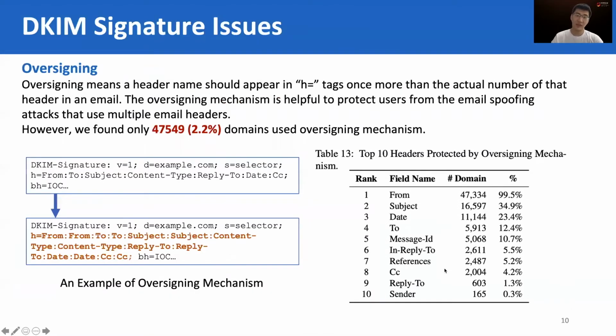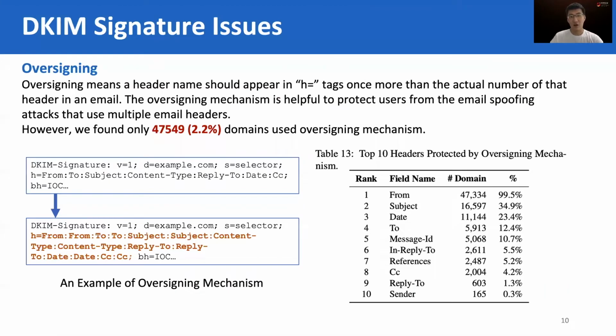To prevent adding duplicate header fields, DKIM designers proposed a method of oversigning, which means a header name should appear in the signature once more than the actual number of that header in an email. Here is an example of the oversigning mechanism. The oversigning mechanism is helpful to protect users from email spoofing attacks.